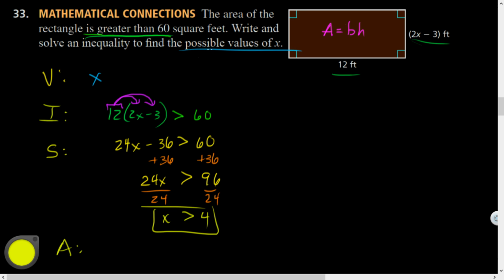And this one didn't have as interesting words. I didn't have units for x. The dimensions of the rectangle were in feet, but x wouldn't really have been in feet. x is just a number. So the answer would be x is greater than 4, I guess. Yeah, nothing really more to say about that.